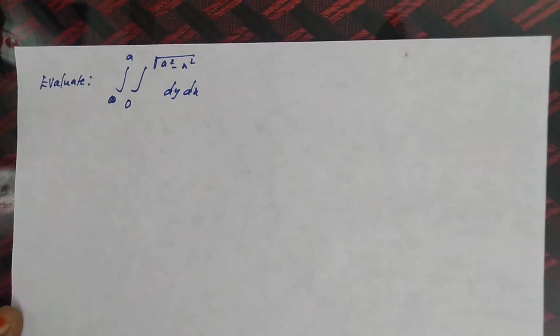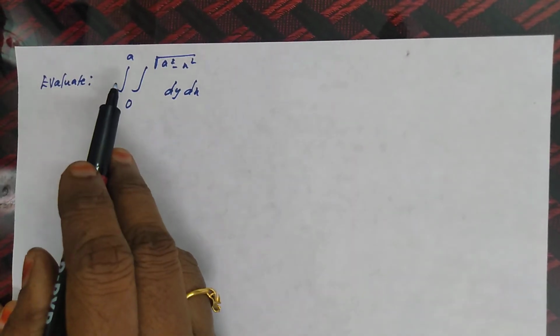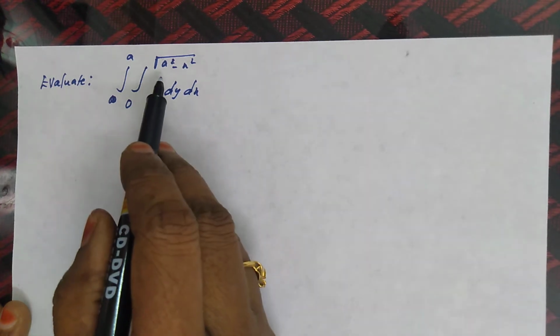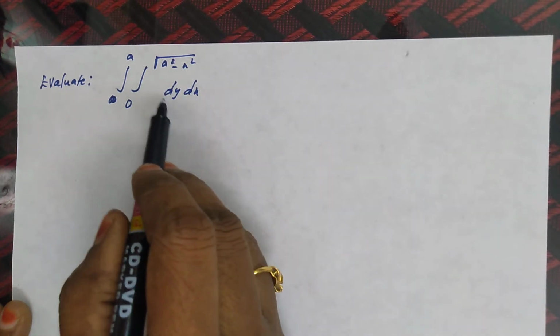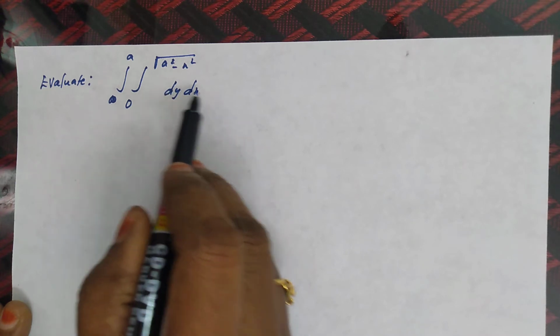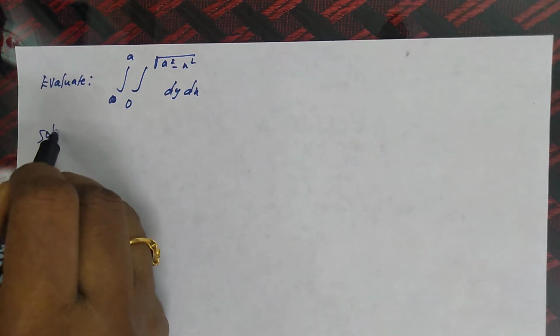Look at the third question. Evaluate the integral 0 to a and the integral 0 to root of a square minus x square of dy dx. Here the integration is first with respect to y, then x. So look at the solution.